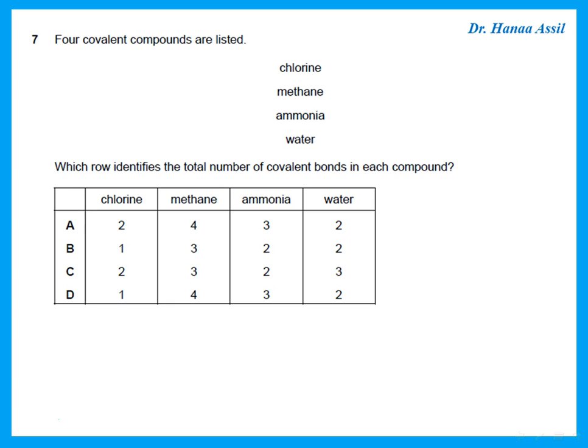4 covalent compounds are listed. Which row identifies the total number of covalent bonds in each compound? Let us take a look at the structure of each compound. Chlorine, what does chlorine look like? 2 chlorine atoms joined together. So this has 1 covalent bond. Methane is C with 4 hydrogens. That is 4 covalent bonds. Ammonia is N with 3 hydrogens. So that is 3 covalent bonds. And water, of course, has 2 covalent bonds. So my answer is D.